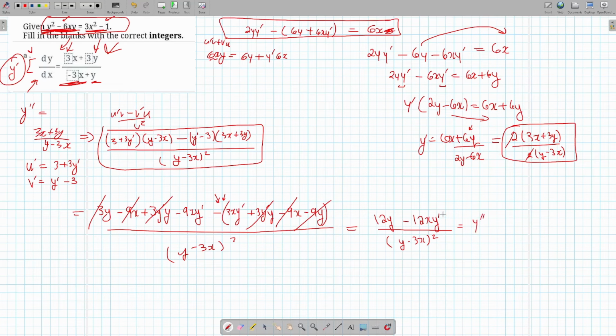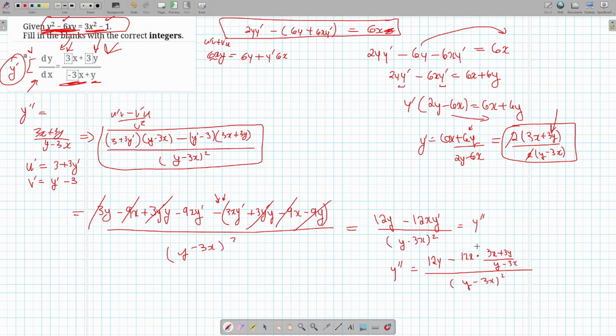Are we done? I wish. But we're not done, because we know that y prime is equal to this. So what do we have to do? You just have to replace y prime with this over here. So you're going to get that y double prime is equal to 12y minus 12x times 3x plus 3y over y minus 3x, all over y minus 3x squared.